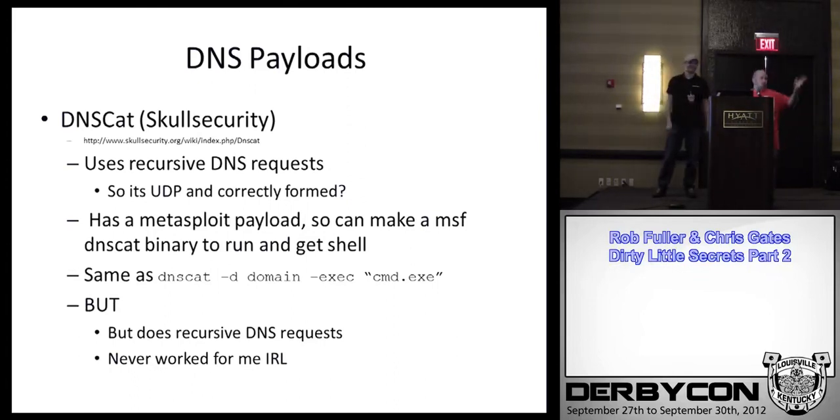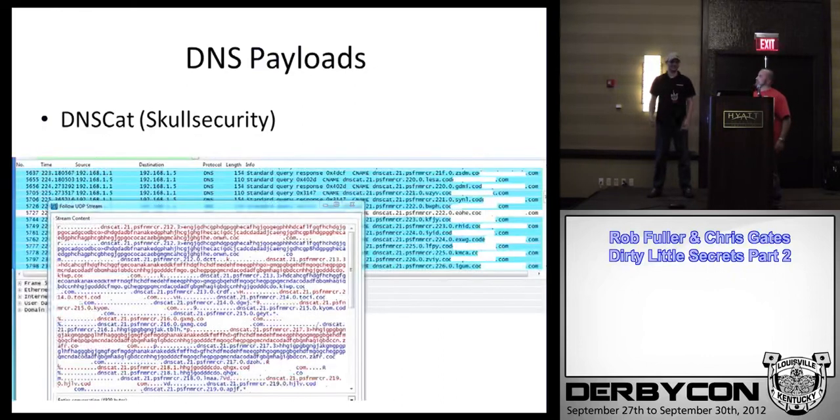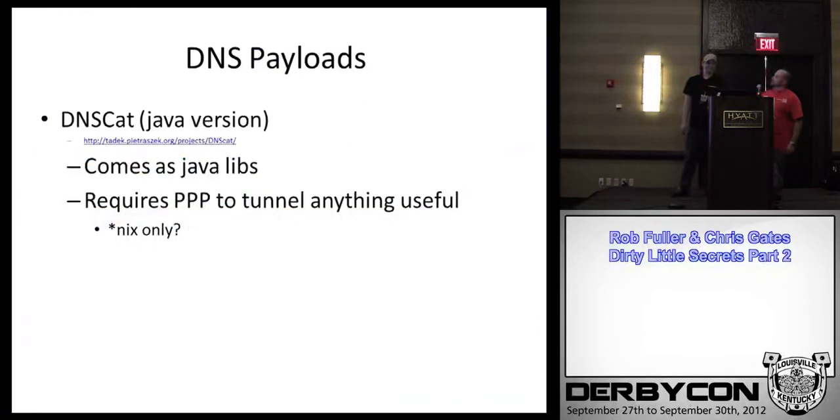So Skull Security, Ron, thanks for coming. The one person showed up. It uses DNS requests. I think it's correctly formed. He made a Metasploit payload that kind of needs to be updated, which would be awesome if he did. It kind of works in the lab. So you can use the DNScat server, and Metasploit will handle things. Again, not to bash it, it just never worked for me in real life. I think because of the same reason, it's going out and just doesn't work. But it's awesome. It works great when you play with it.